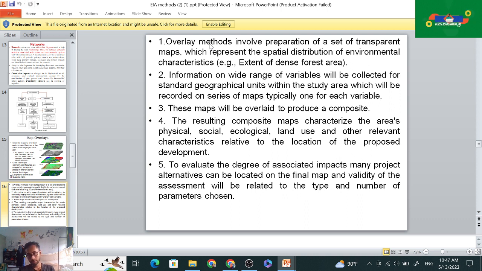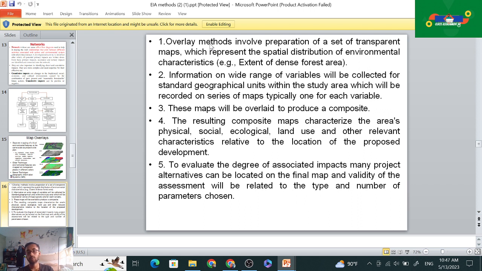Overlay method involves preparation of a set of transparent maps which represent the spatial distribution of the environmental characteristics, extent of the dense forest area. Then number 2 is the information on a wide range of variables, which will be collected for standard geographical units within the study area and recorded on a series of maps, typically one for each variable.